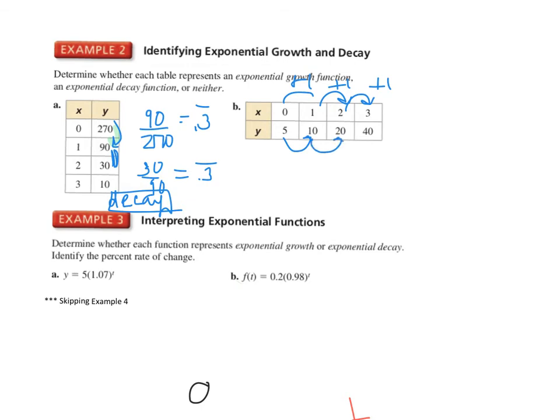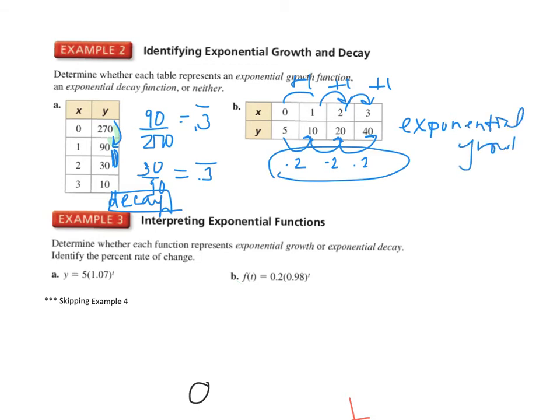So another way I can get from 5 to 10 is I'm timesing it by 2, right? And then 10 times 2 would also give me 20, so I'm timesing that by 2. Here I'm timesing it by 2. So hey, I'm multiplying it all by a constant, or the same number each time. So this would be exponential growth.